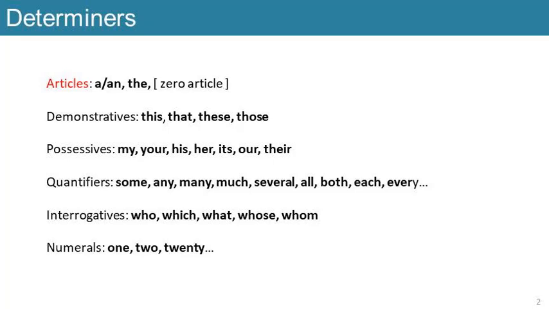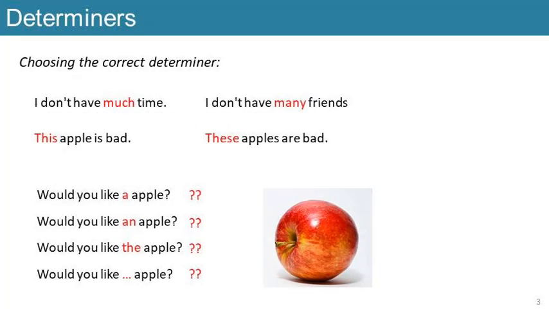The articles are a subset of the part of speech called determiners. You can see the other determiners on this slide. Determiners precede nouns, and each determiner type has its own grammar. When using many of the determiners, the learner has choices to make, depending mainly on the grammatical number of the noun that follows them. For example, the choice between much and many in sentences such as I don't have much time, I don't have many friends, or this apple is bad, these apples are bad.